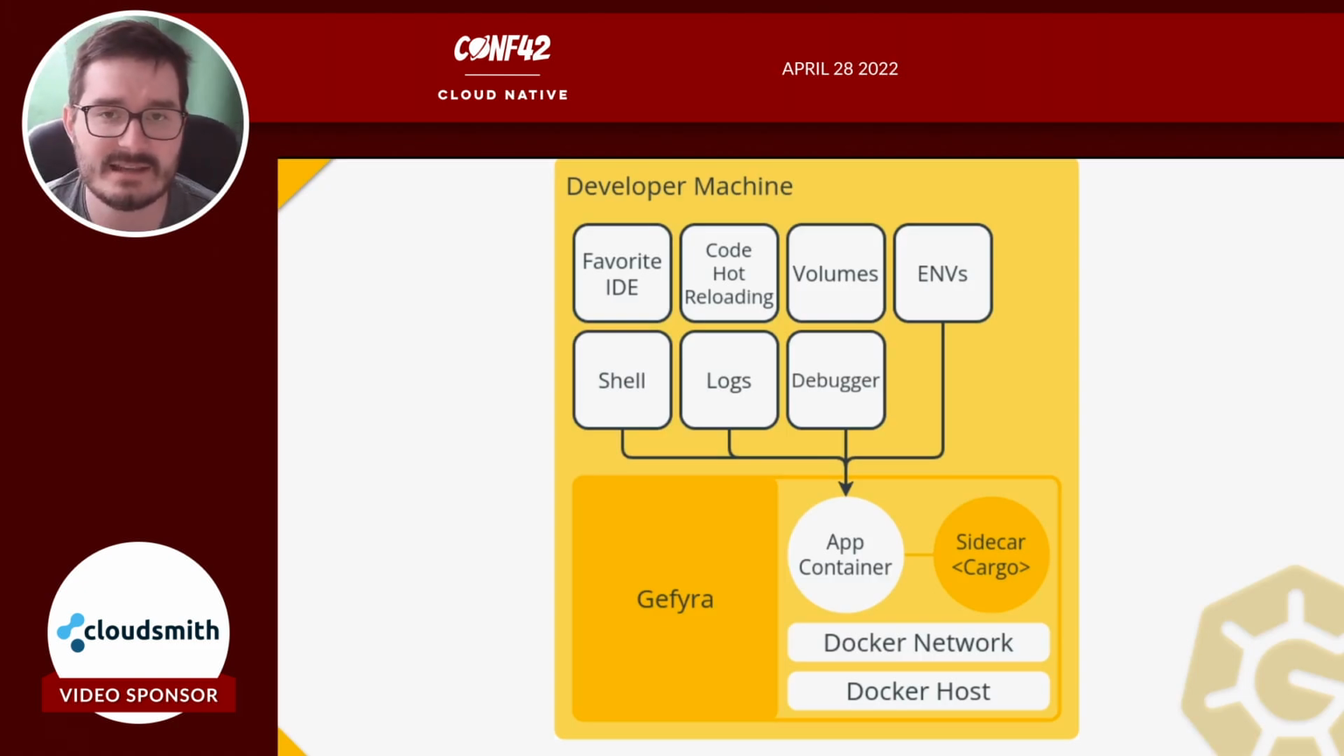Gefyra creates a dedicated Docker network on top of your local Docker host, and by employing a sidecar, which creates the underlying VPN connection to your Kubernetes cluster, your application behaves as if it were already running within the context of a Kubernetes namespace. And that makes it very convenient for developers to write code that is, for the execution, already part of the Kubernetes cluster.